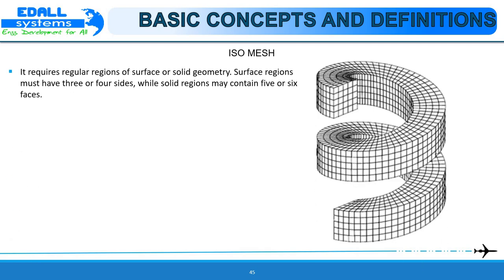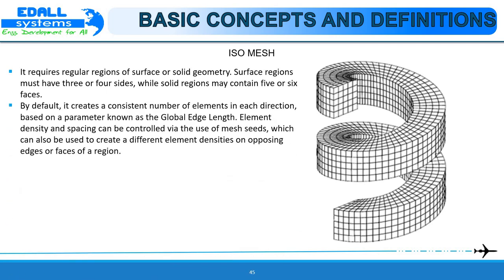This approach creates elements within a regularly shaped region of geometry via simple subdivision. Some key features of the ISO mesh approach are: it requires a regular region of surface or solid geometry. Surface regions must have 3 to 4 sides, while solid regions may have 5 to 6 sides. By default, it creates a consistent number of elements in each direction based on a parameter known as global edge length.